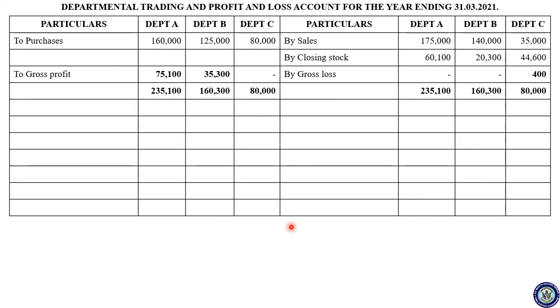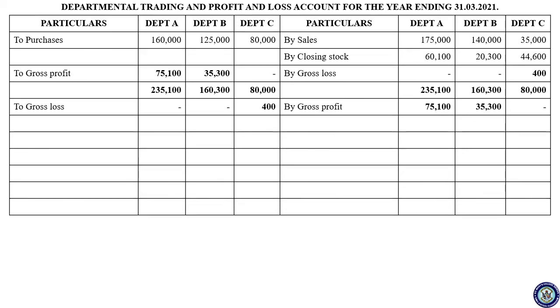So after finding gross profit and gross loss, you have to bring down that balance, right? So it is to gross profit here, so brought down, that is by gross profit. Here it is by gross loss, so you have to write to gross loss. In the opposite direction you have to write. That is brought down. You are bringing the balance for the next ledger account.